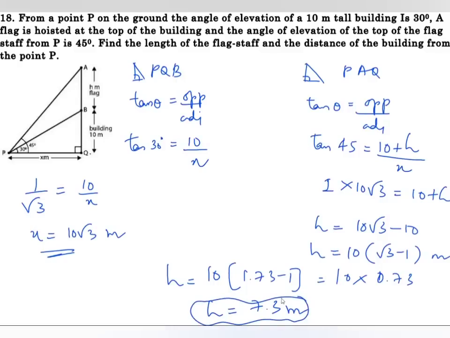It will be very simple if you just understand. Find out the right angle triangles, apply the tan ratio, find out the unknown, substitute in another ratio, you will get the required height.